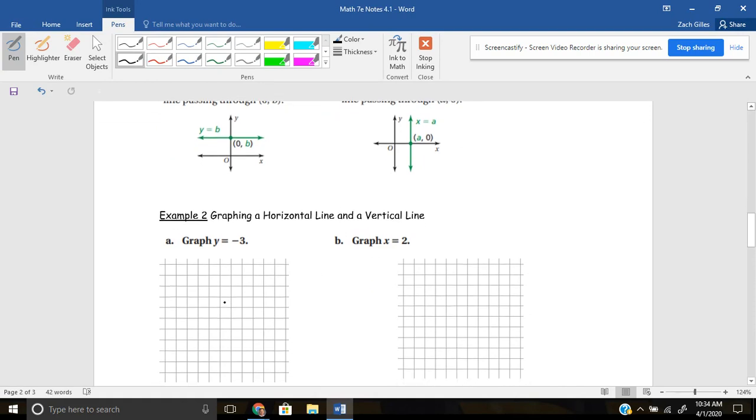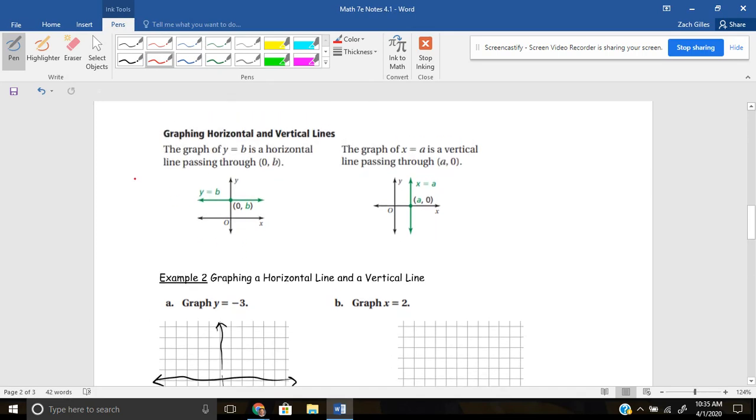So let's first start off by making our y-axis and our x-axis. Sorry about not being able to draw straight lines, guys. This is tough. And for the first one, it wants me to graph y equals -3.